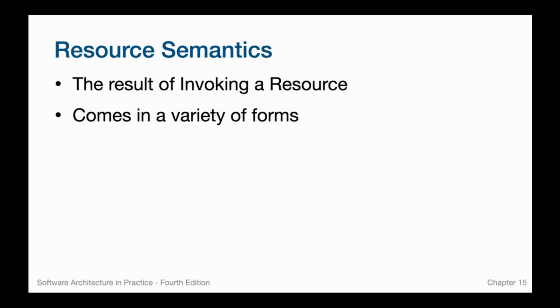It could also be assumptions about the values crossing the interface. It could be changes in the element state brought about by using the resource. It could be events that will be signaled or messages that will be sent as a result of using it. We've got lots of different options. So semantics are the result of invoking a resource.